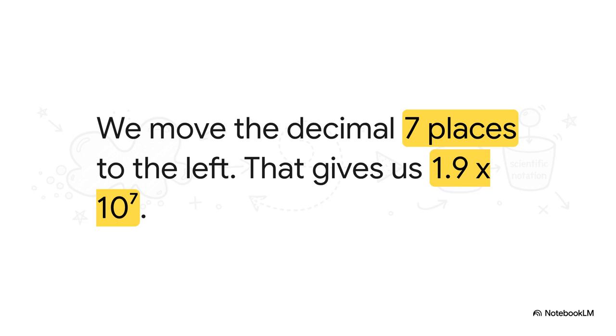Okay, let's count those jumps together, starting from the end of the number. Here we go. 1, 2, 3, 4, 5, 6, 7. A 7-place jump. So that means our decimal part is 1.9, and our exponent is 7. 1.9 times 10 to the 7th power. I think you're getting the hang of this.